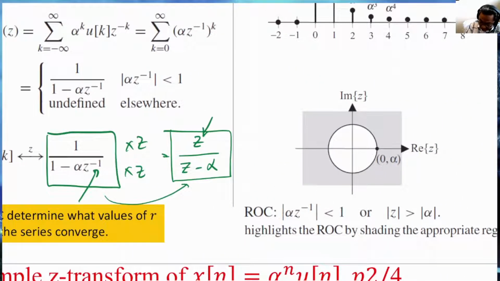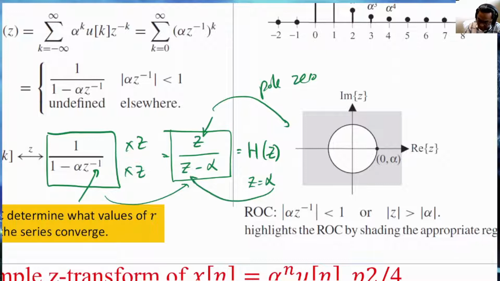However, if you are asked to plot the pole and zero diagram, let's see what happens. Well, this is H(z). Let us now substitute when z is equal to alpha. When z is equal to alpha, the denominator becomes 0, and z, which is alpha, divided by 0, becomes infinity. So at this point here, we are going to draw a cross to say that there is a pole here. What about z equals 0? Actually, we should draw a little circle here to say that at z equals 0, there is a zero.